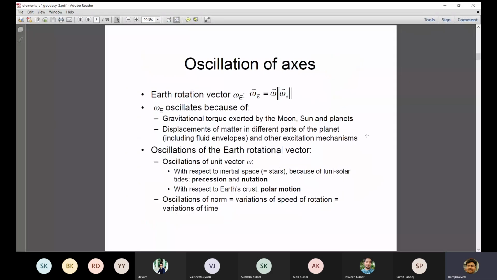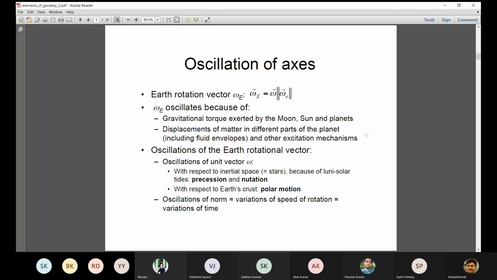When I say it is moving, obviously we are talking about the Earth rotation vector, isn't it? So the rotation vector is defined as omega e. A vector is always defined by its magnitude as well as its unit direction. So omega e is represented by omega hat multiplied by its magnitude. So omega e oscillates. Why? I have told you.